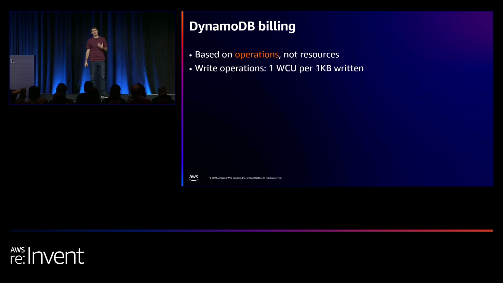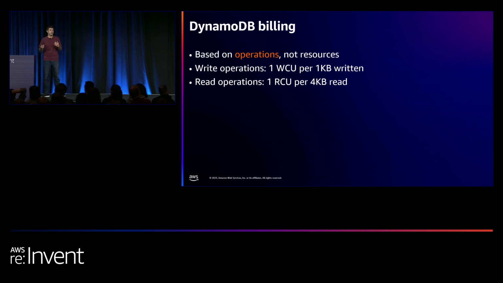So when you look at a write operation, they're going to charge you what's called a write capacity unit for every kilobyte of data written, right? So if you have a 4 kilobyte item and you write it, that's going to consume 4 WCUs. If you have a 12 kilobyte item, it's going to consume 12 WCUs. Likewise with reads, it's going to be 1 RCU per 4 kilobytes of data read. So if you read that 4 kilobyte item, that's 1 RCU. If you read a 12 kilobyte item, that's going to be 3 RCUs.